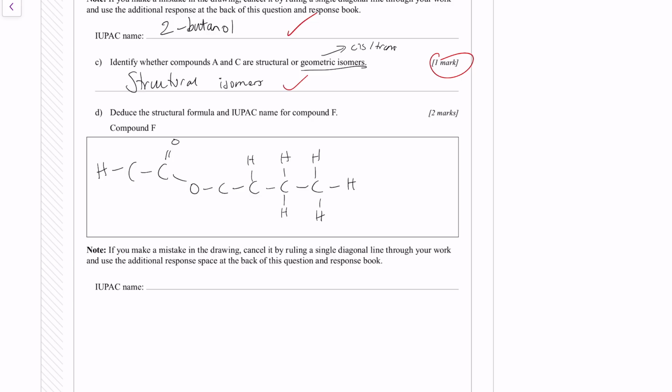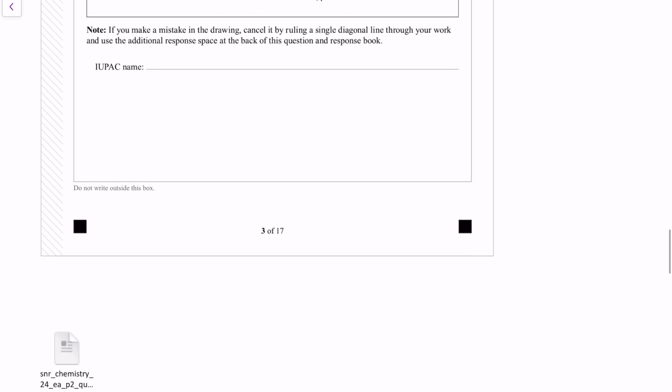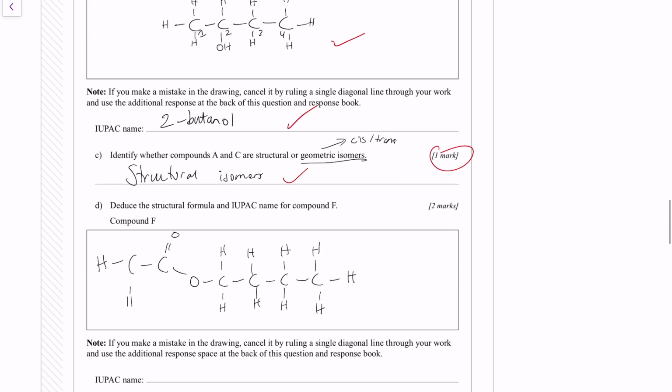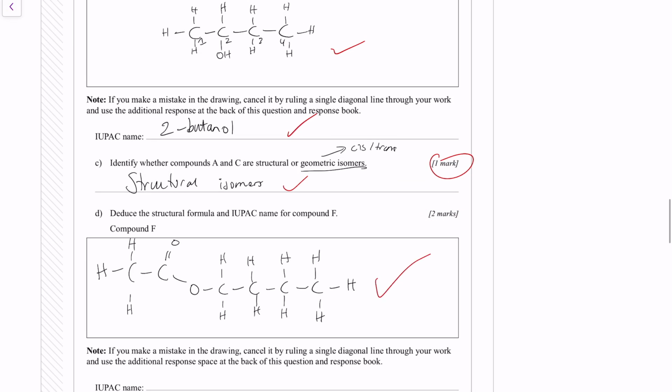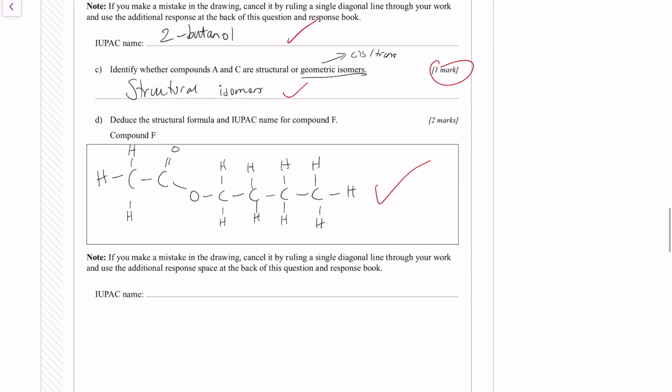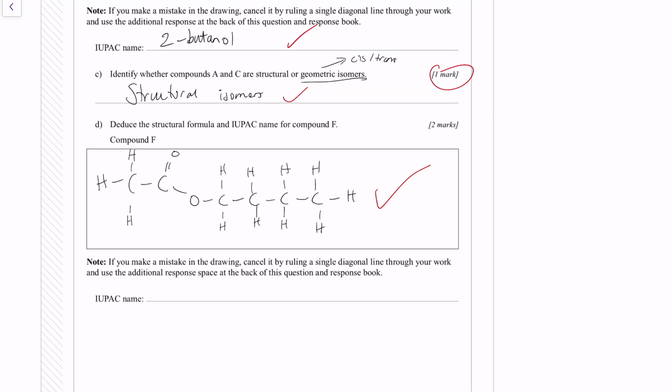So remember, I've removed that hydroxyl group in the very end on the right-hand side, making sure that every carbon has 4 bonds. And then I have this group here for the ester. Okay, and so that is our mark there. That's just one mark, but we need to put the IUPAC name.